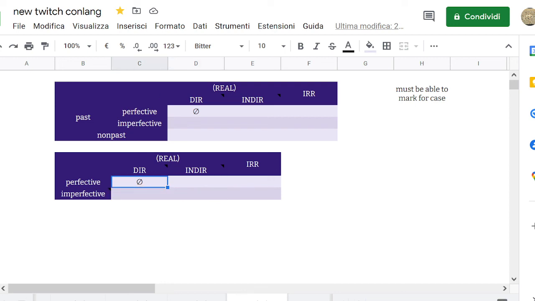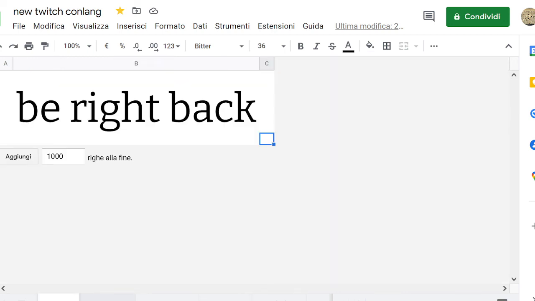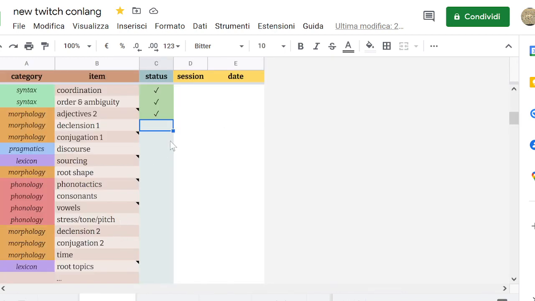And so that's the last thing we're going to have time to talk about today. We're almost 5 minutes over. So what I'm going to do now is go to the agenda. We got through declension and conjugation. Next time, we're going to talk about discourse. We're going to get into pragmatics. We're going to talk about discourse.